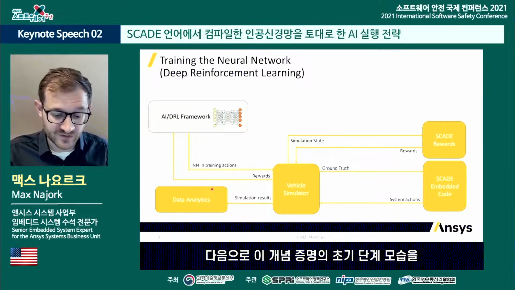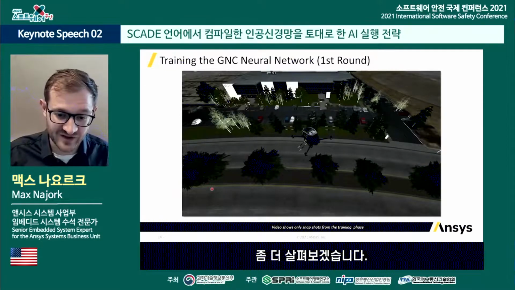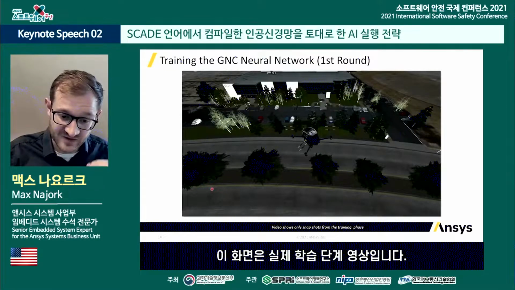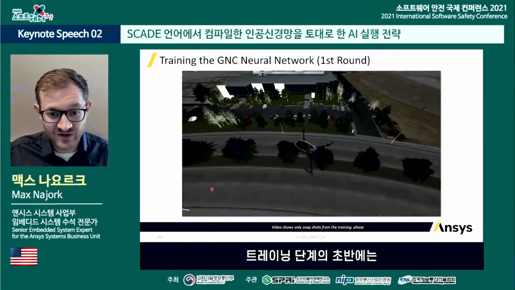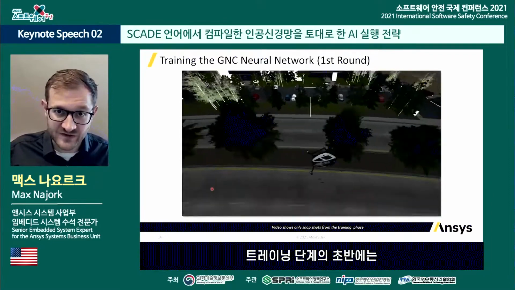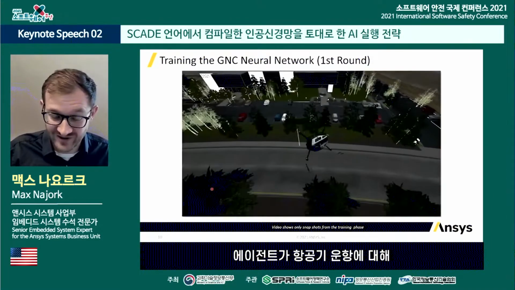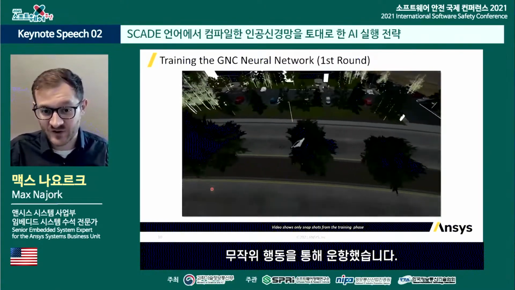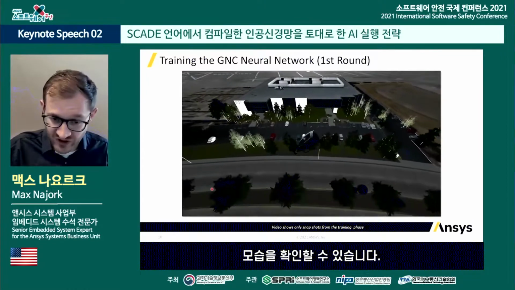Now, I want to give you some insights into the very early iterations that we ran on this proof of concept. Here are some snapshots from the actual training phase. In the beginning of the training phase, the agent is completely new to flying aircraft. It's just trying out random actions, and that's what we can perfectly see. It's fully random, it's crashing a lot.